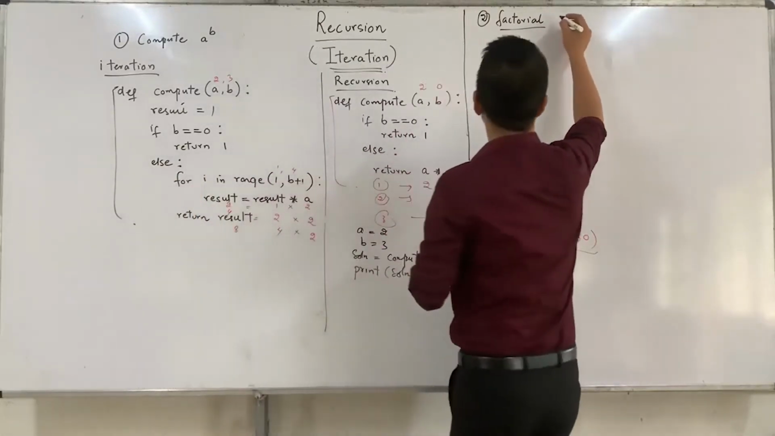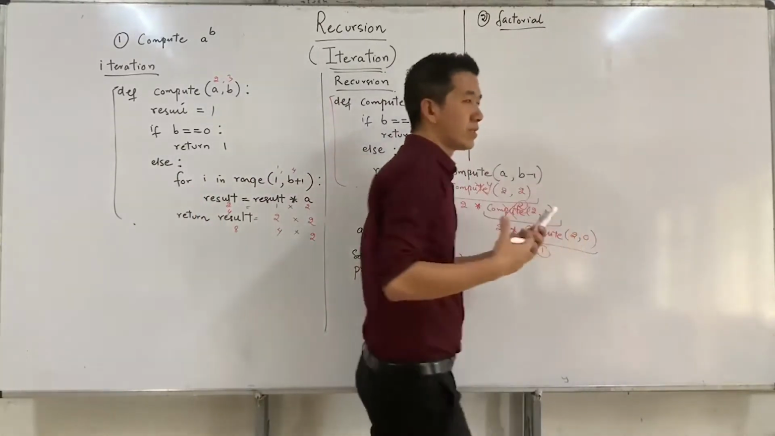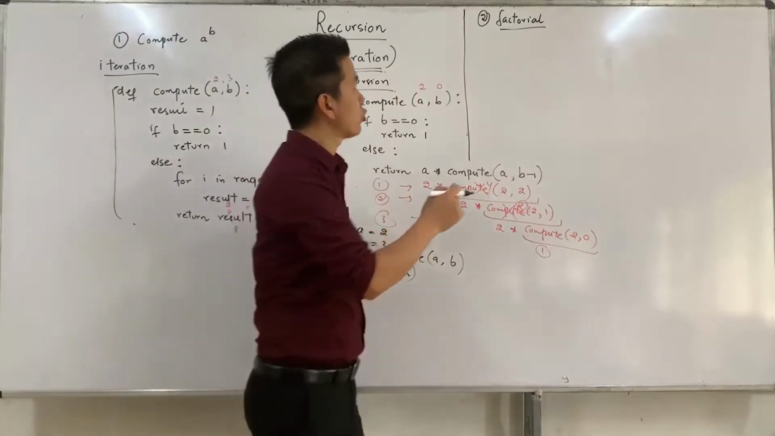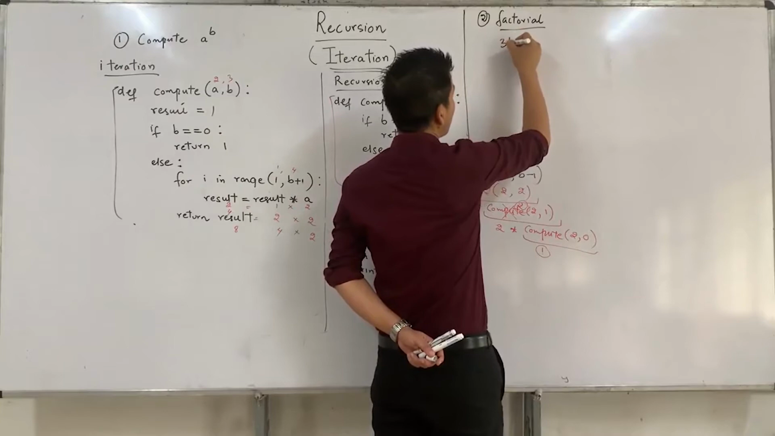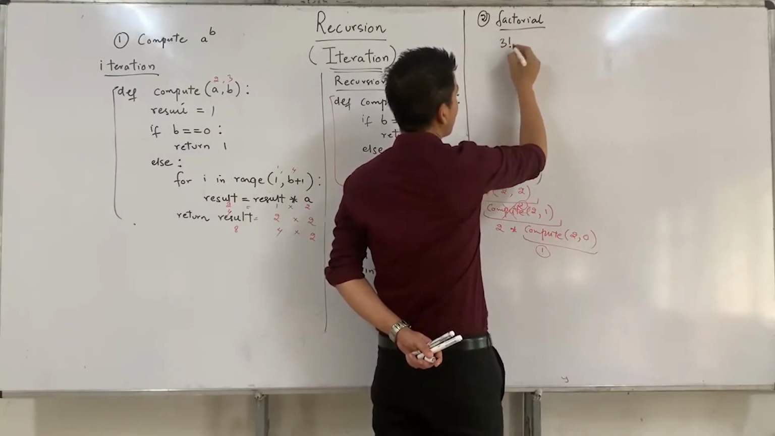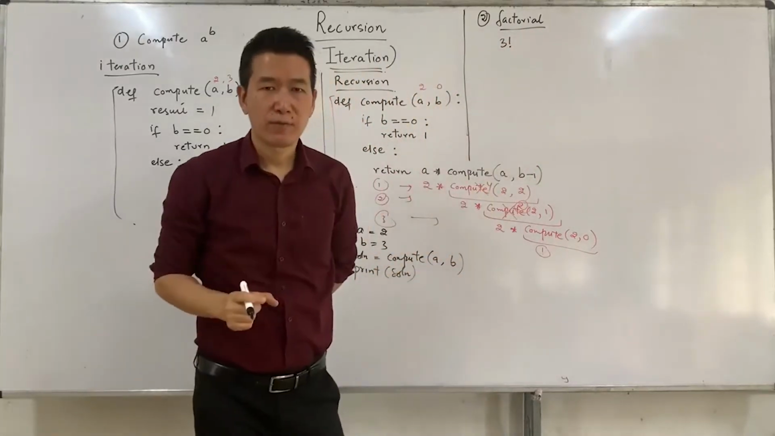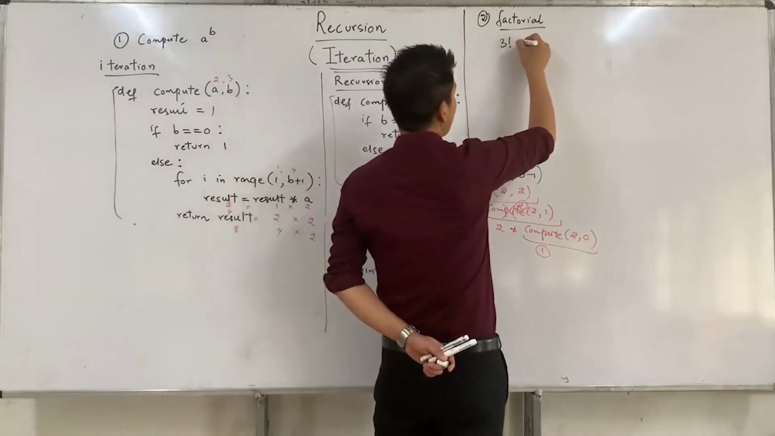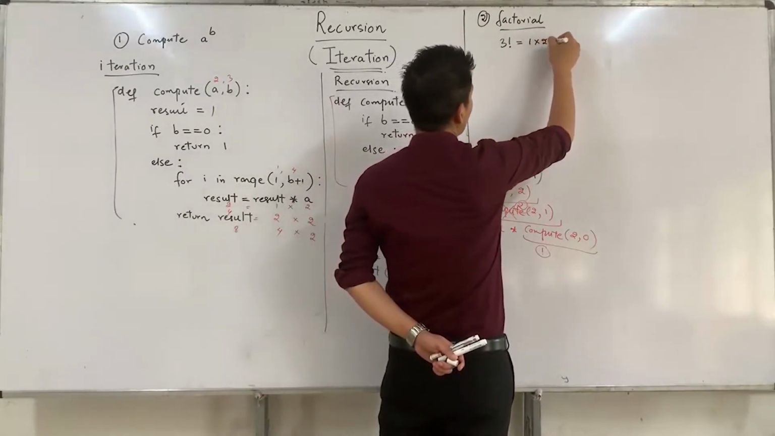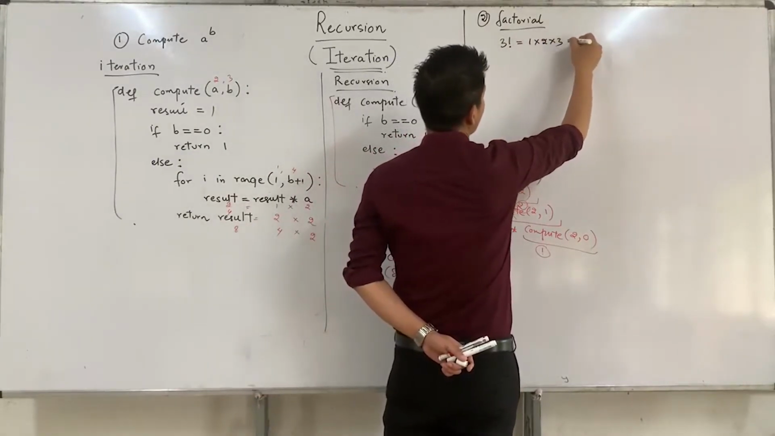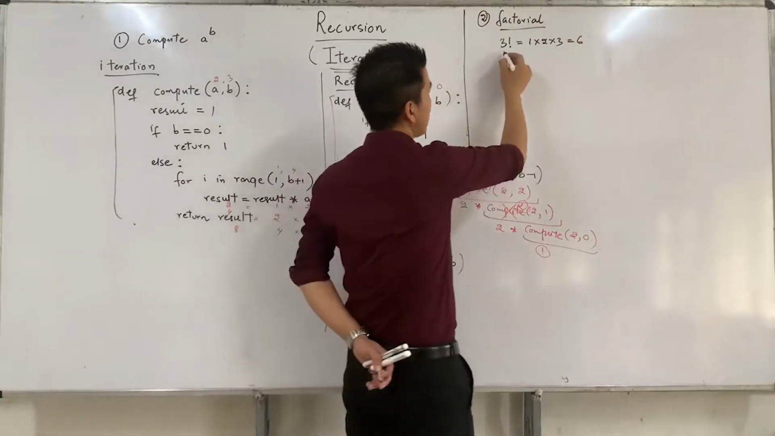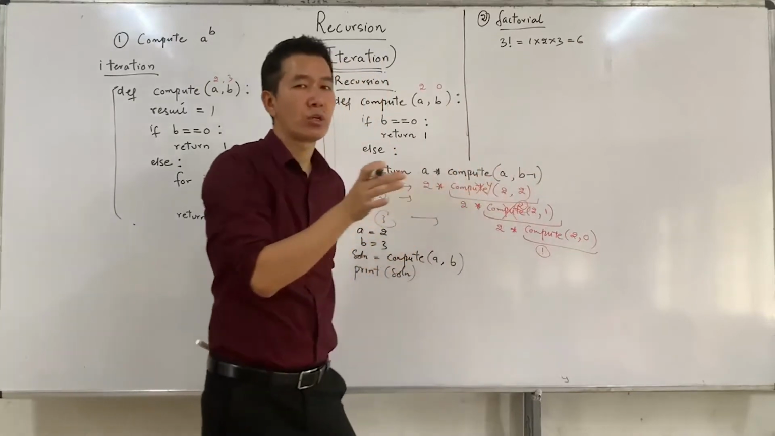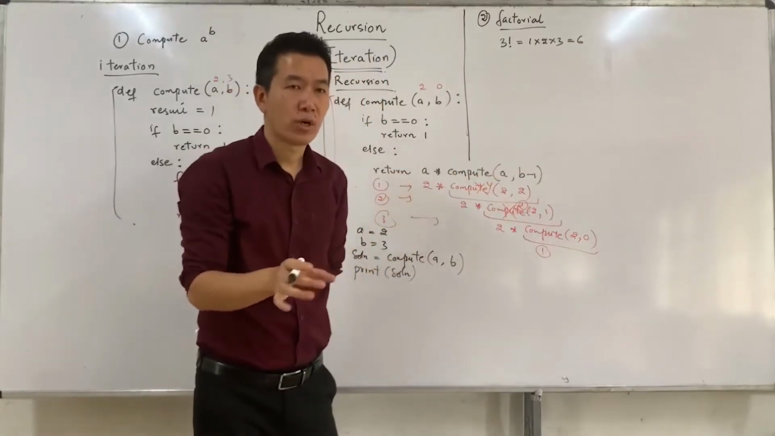So how do you express the factorial in terms of iteration? Let's say you have the factorial of 3, okay, so this is the symbol for factorial. This will be like 1 multiplied by 2 multiplied by 3, 6 will be the factorial of 3. So this is the expression using the iteration.